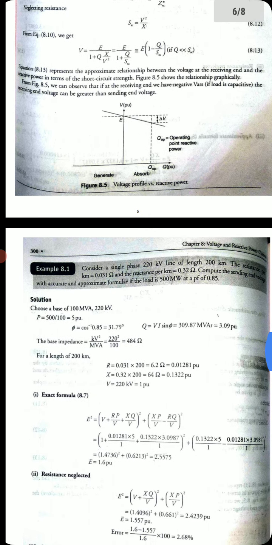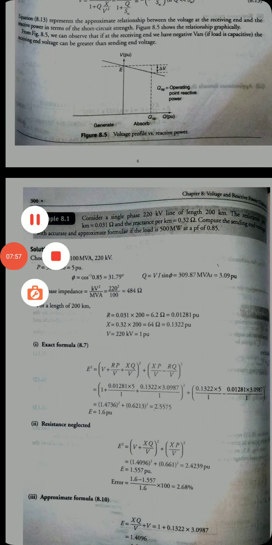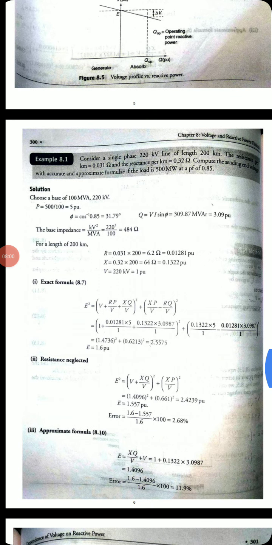Okay, so we will see one problem now. Consider a single phase 220 kV line of length 200 km. The resistance per kilometer is 0.031 ohms and the reactance per kilometer is 0.32 ohms. Compute the sending end voltage with the accurate and the approximate formula if the load is 500 megawatt at a power factor of 0.85. Choosing a base of 100 MVA and 220 kV, P is equal to 500 by 100, that is 5 per unit. Phi is equal to cos inverse of 0.85, that is 31.79 degrees. Q is equal to VI sin phi. We are having 309.87 MVAR. In per unit, divided by 100, you will get 3.09 per unit.